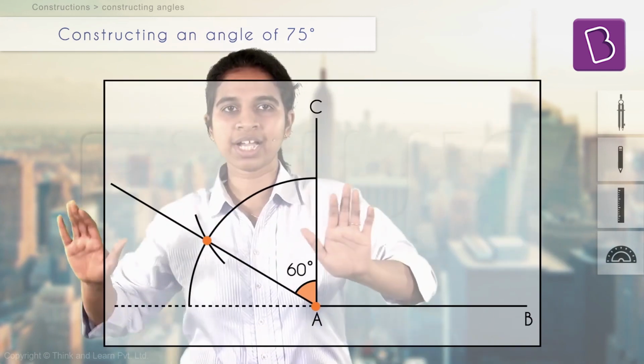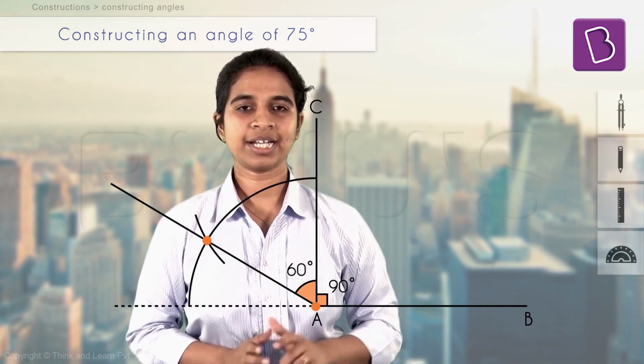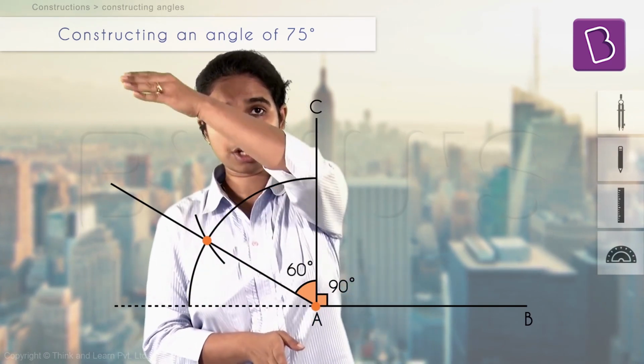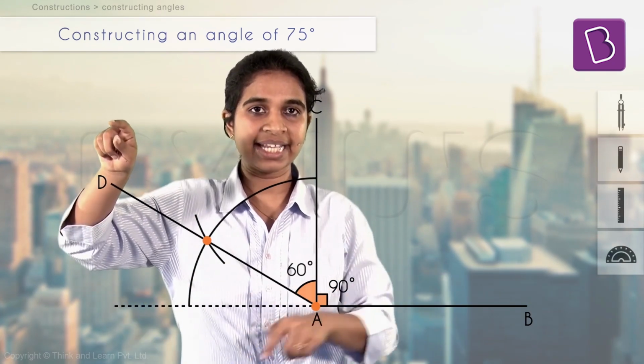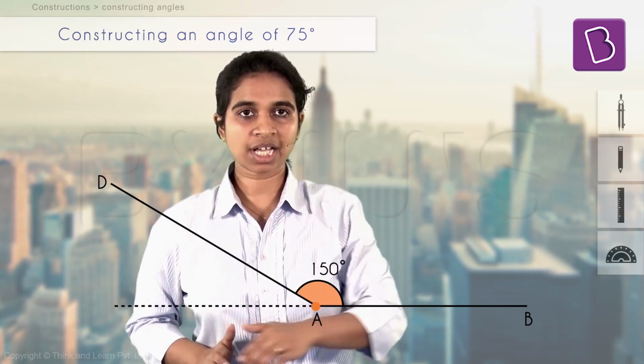We turn our paper again, make AB flat. So you have 90 plus 60. That means this entire angle, right? If I call this AD and AB, this angle DAB is nothing but 150 degrees. So this is our important angle.